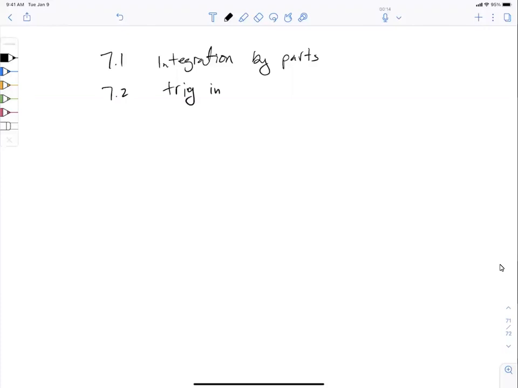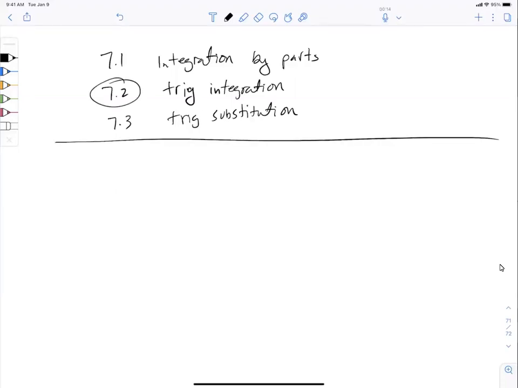And then we use that in 7.3, where we talk about trig substitution. So I think this sequence of topics is actually going to flow very well. Hopefully one leads to the next one and you can see how to solve different problems. So today we're going to do, of course, the trigonometric integration.